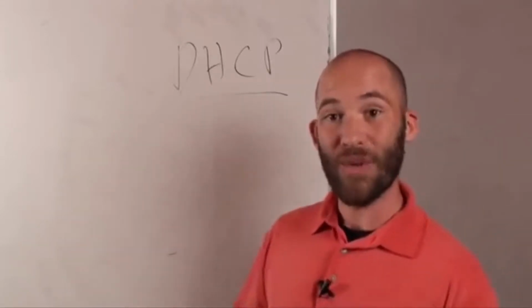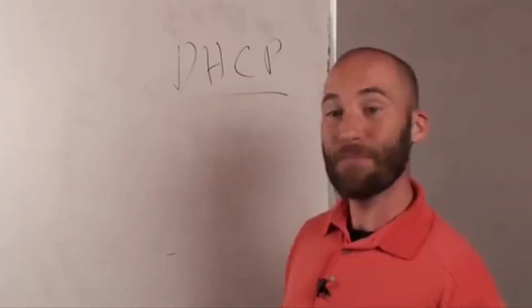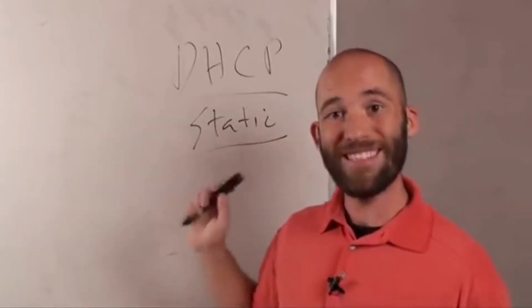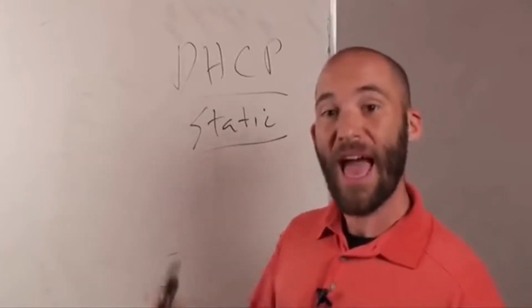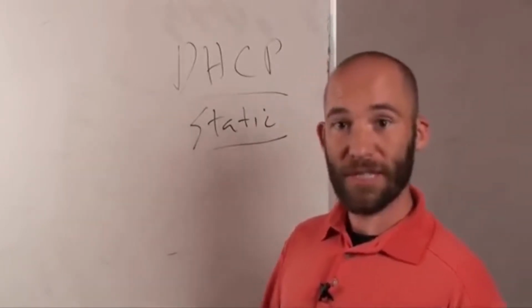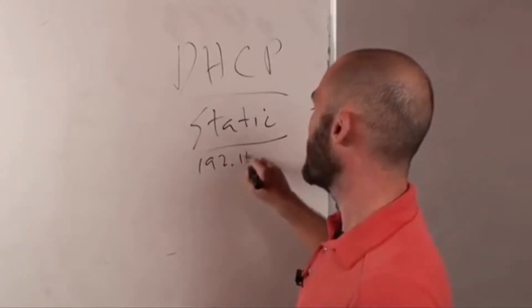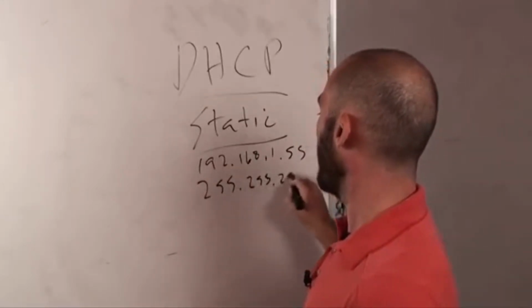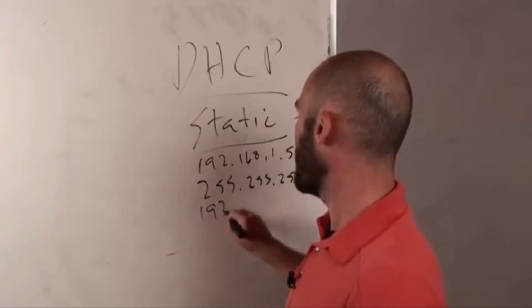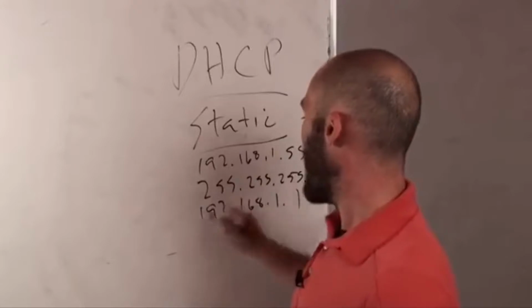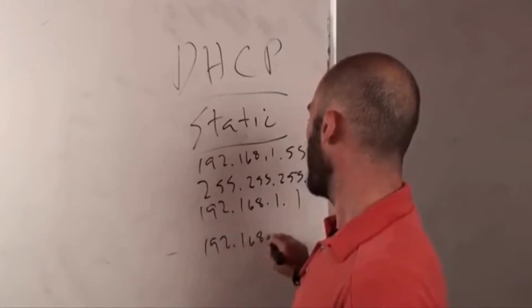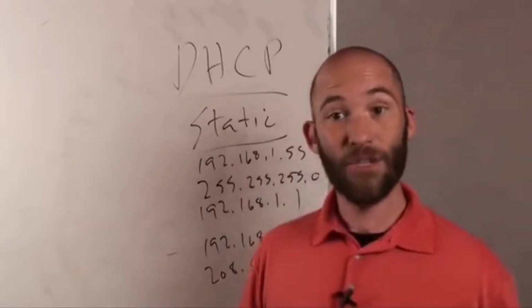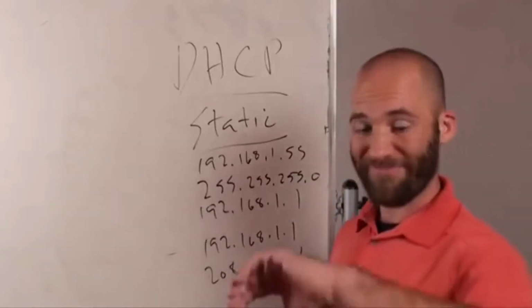So there are two ways you can give this information to the computer. The first is by giving your computer what is called a static IP address. What this means is you sit down at your computer or the device and you plug in all the information manually. So you say this computer has an address of 192.168.1.55, has a subnet mask 255.255.255.0, has a default gateway of 192.168.1.1, and the DNS servers are 192.168.1.1 and 208.55.44.1.